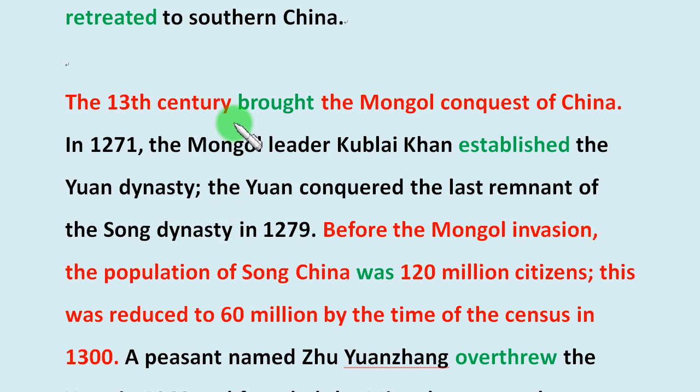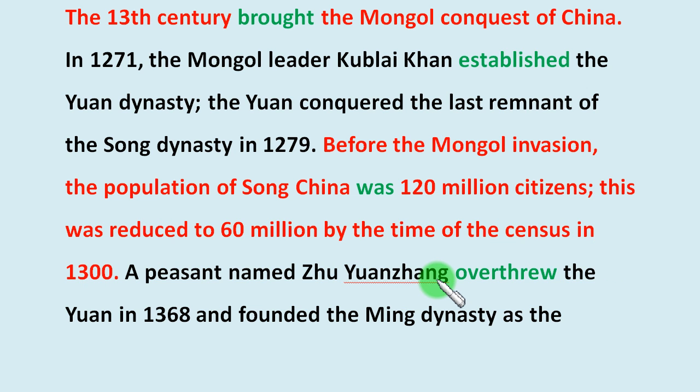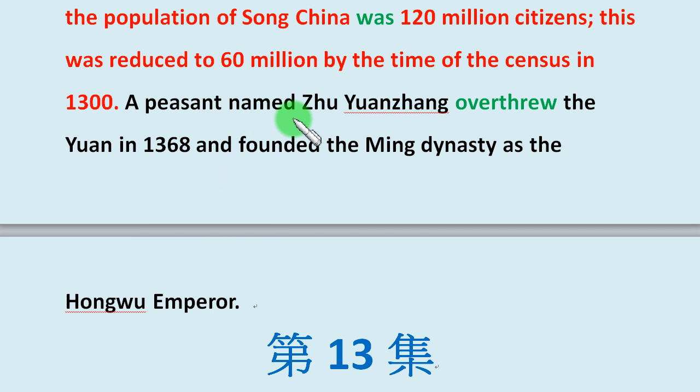The 13th century brought the Mongol conquest of China. In 1271, the Mongol leader Kublai Khan established the Yuan dynasty. The Yuan conquered the last remnant of the Song dynasty in 1279. Before the Mongol invasion, the population of Song China was 120 million citizens. This was reduced to 60 million by the time of the census in 1300. A peasant named Zhu Yuanzhang overthrew the Yuan in 1368 and founded the Ming dynasty as the Hongwu Emperor.